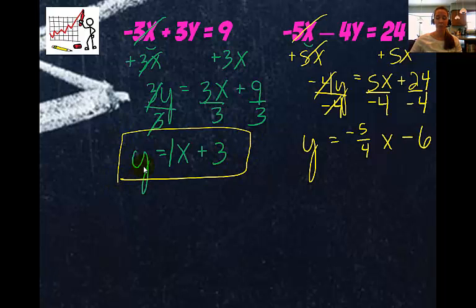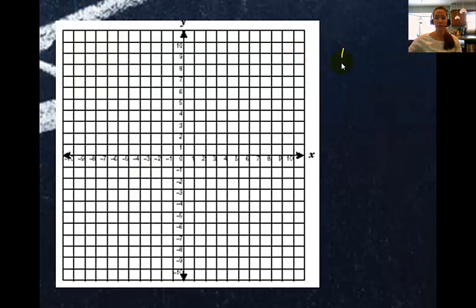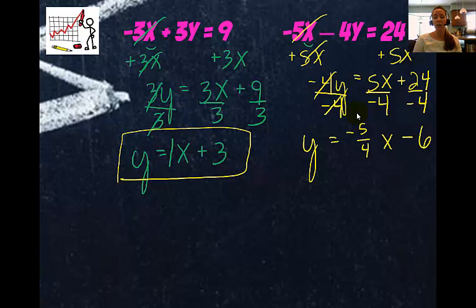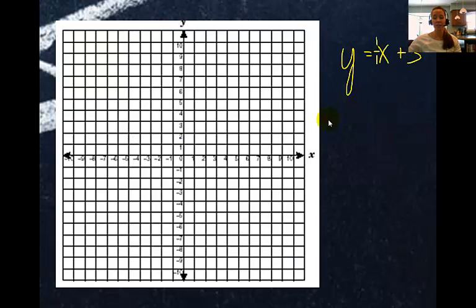Y equals x plus 3, because 1x plus 3 is the same. If you want to put 1 over 1, that's your slope. And then we had y equals negative 5/4 x minus 6.